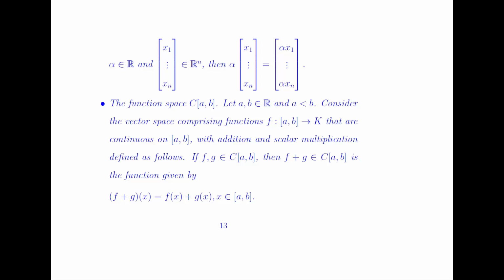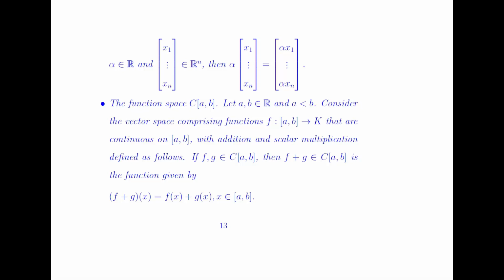Similarly, the function space C[a,b], where C[a,b] denotes the set of continuous real valued functions on the interval a to b. So let a, b belong to R and a is less than b. Consider the vector space comprising the functions from the closed interval [a,b] to the field that are continuous on the closed interval [a,b], with addition and scalar multiplication defined as follows.